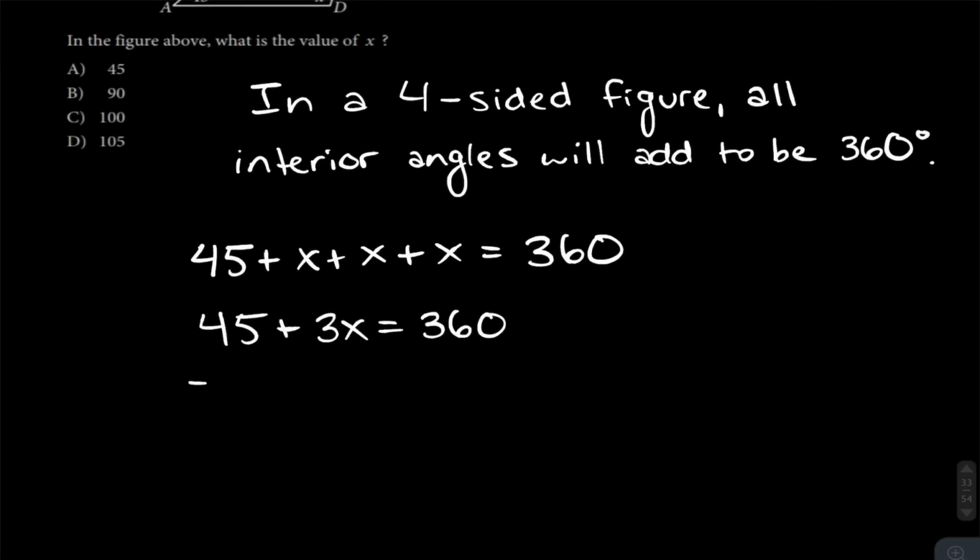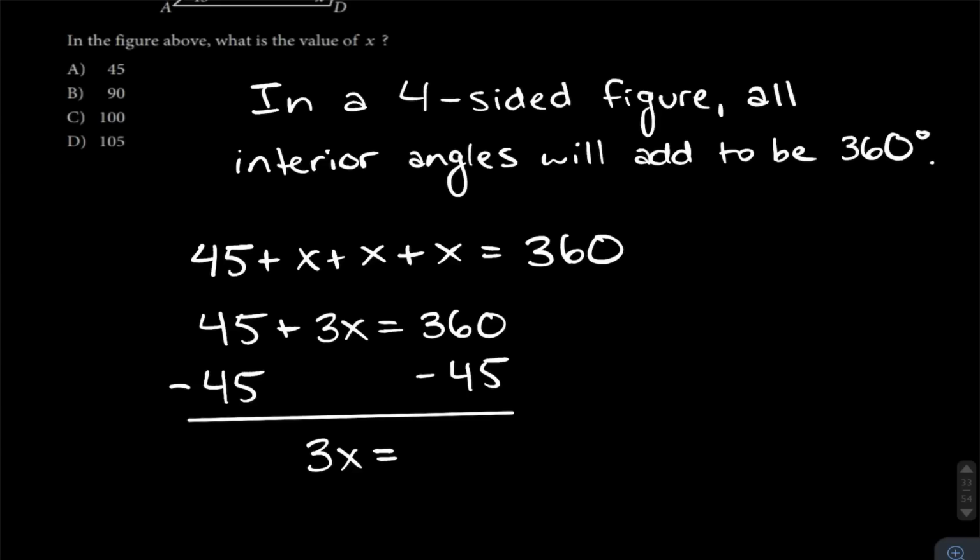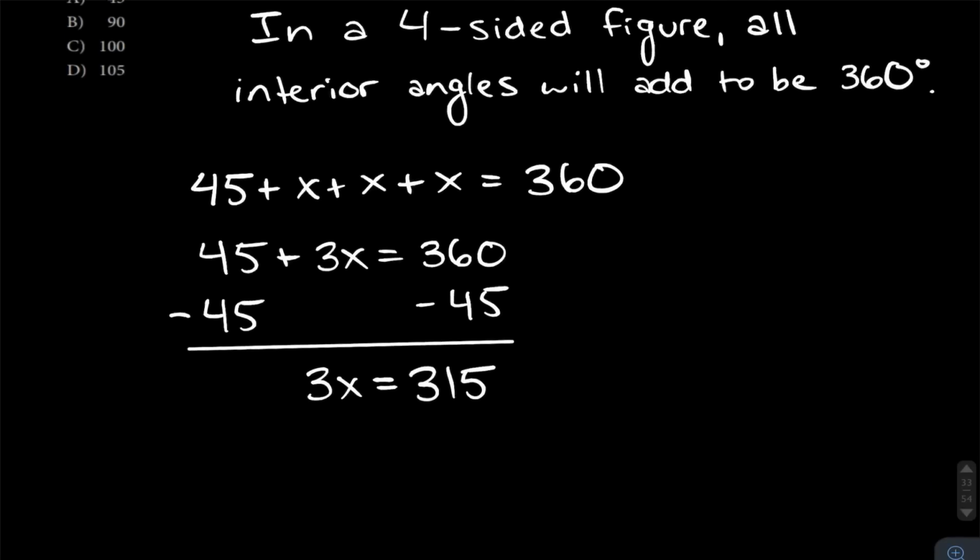And then we can subtract 45 on each side, right? Solve for x. Oops, something's bugging out. There we go. Right, so subtract 45 on each side, we get that 3x is actually going to be 315. Okay, and then we divide by 3 on both sides.